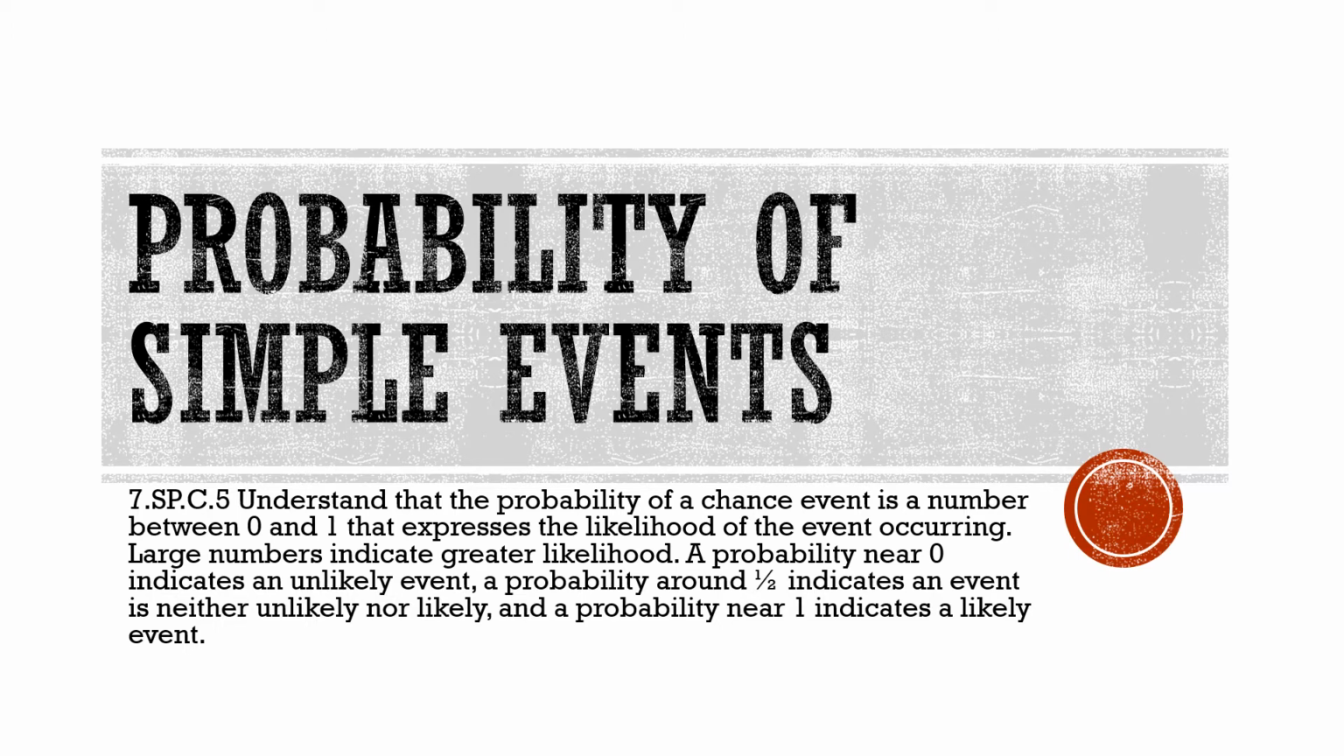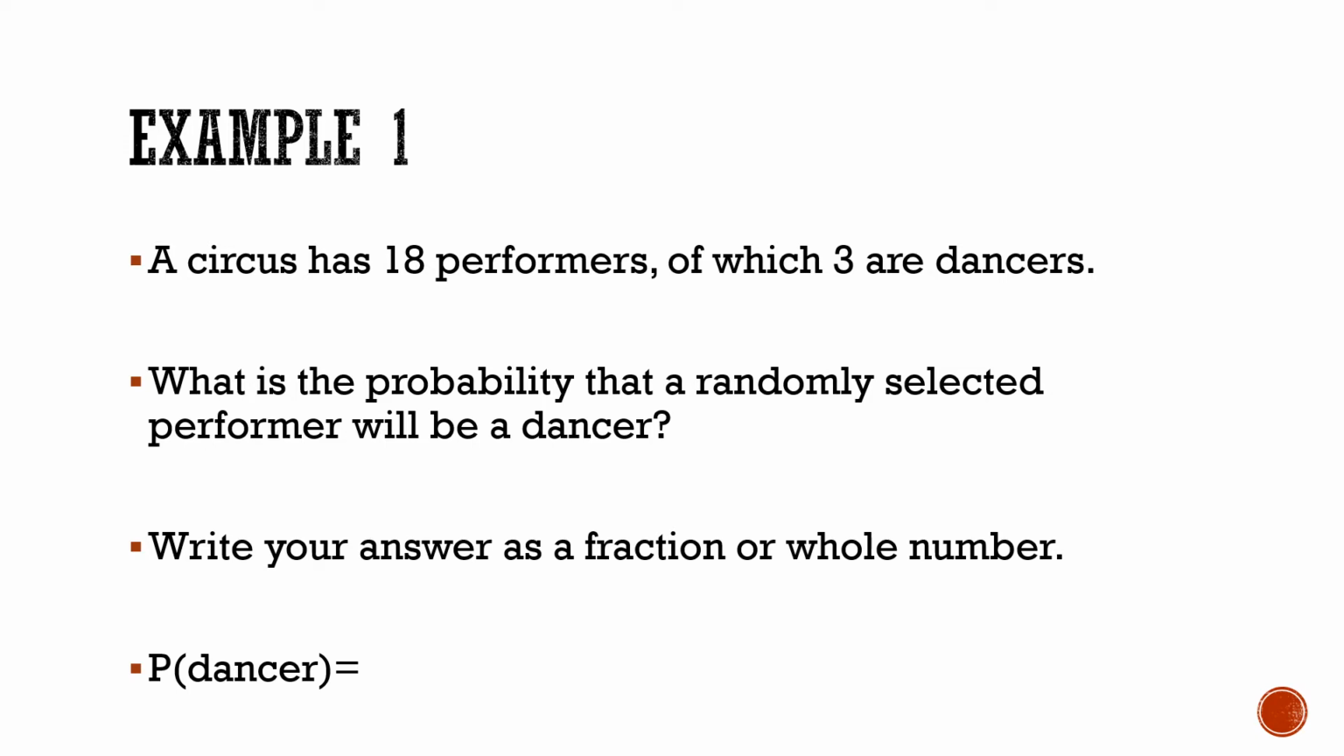So today we're going to start on our probability standards with statistics. So we're going to do probability of simple events today. So the first example says a circus has 18 performers, of which 3 are dancers. What is the probability that a randomly selected performer will be a dancer? Write your answer as a fraction or a whole number. And when you write it as a fraction, it has to be in simplest form, or I think IXL will count it wrong. I'm not 100% sure, but I would encourage you to put it in simplest form.